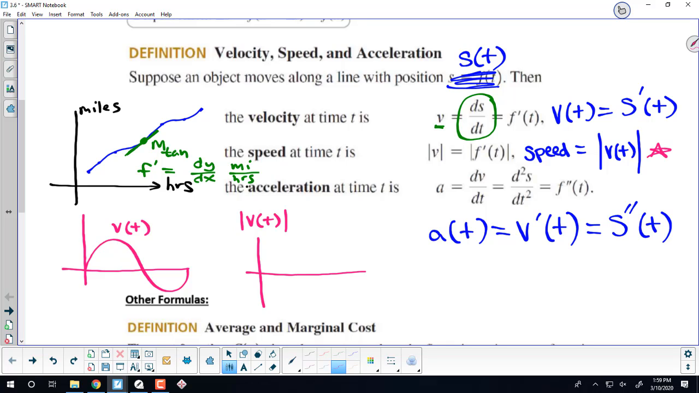What does the absolute value do? It makes everything positive, right? So all of this stuff that's positive is just going to stay positive, but all this stuff that's negative is going to be positive as well. So that's all an absolute value graph would do to the original function. Anything below the axis just goes above. Anything above stays the same.